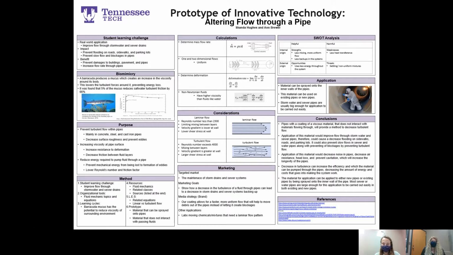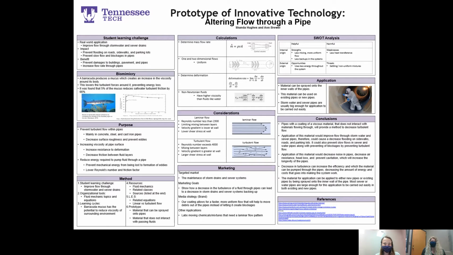This is our prototype of innovative technology. We focused on ways of altering flow through a pipe. The application we looked into improved the flow in storm drains and sewer systems. This could prevent flooded sidewalks, roads, parking lots, and yards, while increasing the speed and lowering blockages in the system. This will help prevent damage to buildings, pavement, and pipes, all while increasing the flow rate of the water.